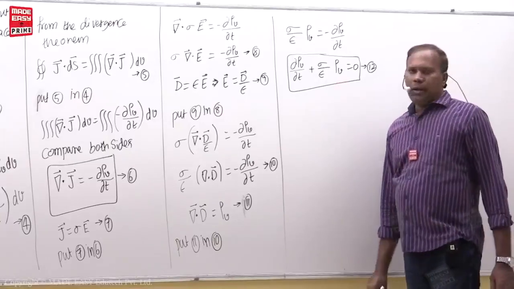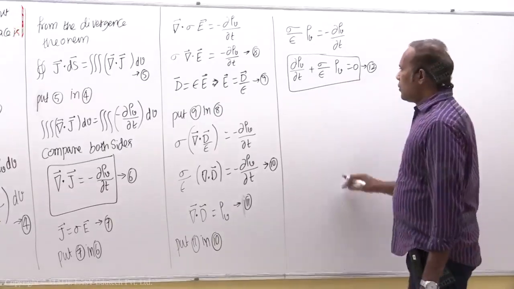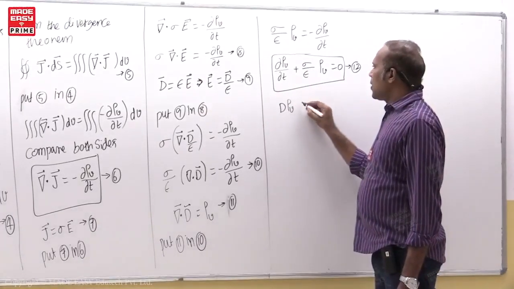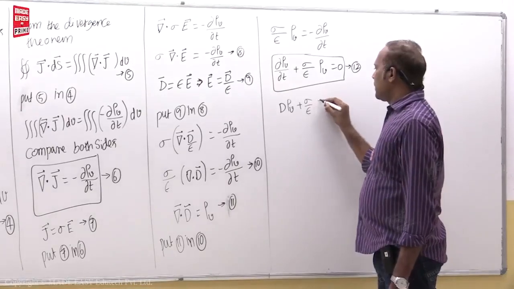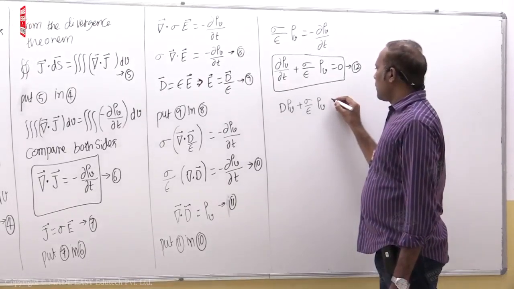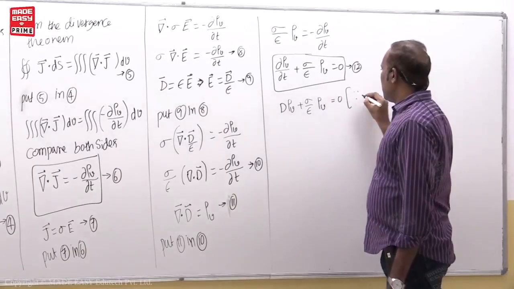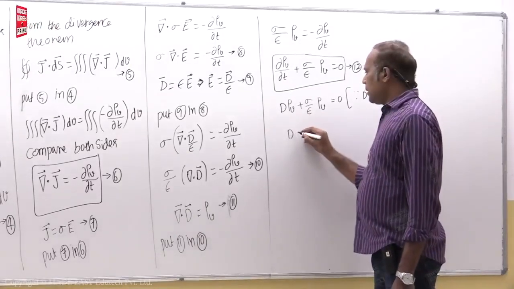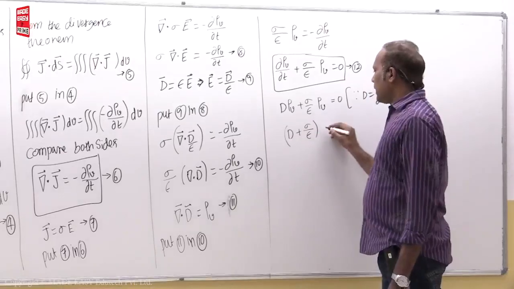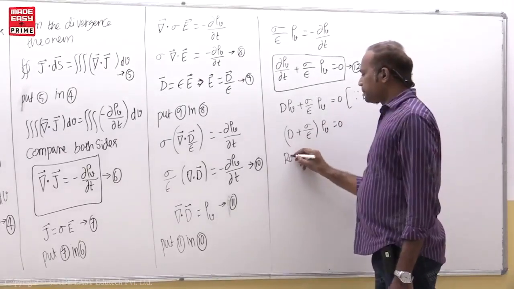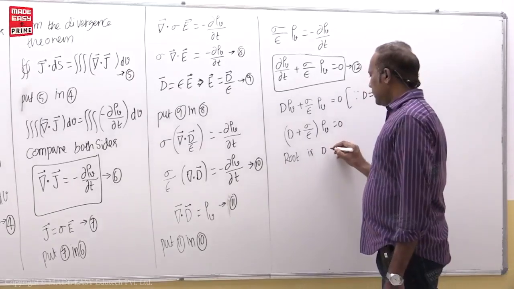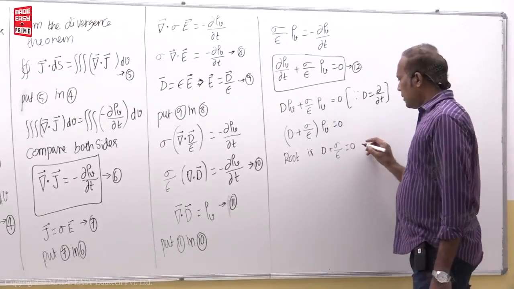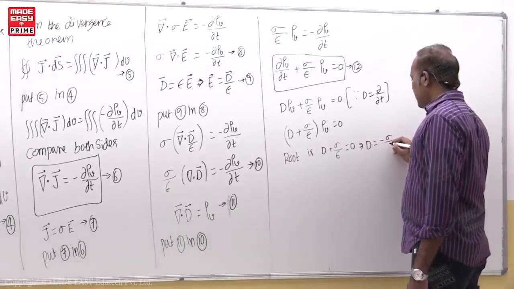Okay. Now, based on the solution of differential equations, you can write this one like this: D rho v plus sigma by epsilon rho v is equal to 0, where D is equal to d by dt, and D plus sigma by epsilon rho v is equal to 0. Here the root is D plus sigma by epsilon equal to 0, which implies D is equal to minus sigma by epsilon.